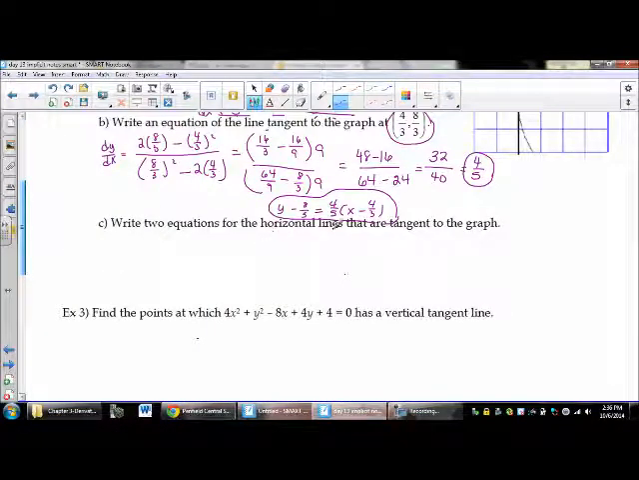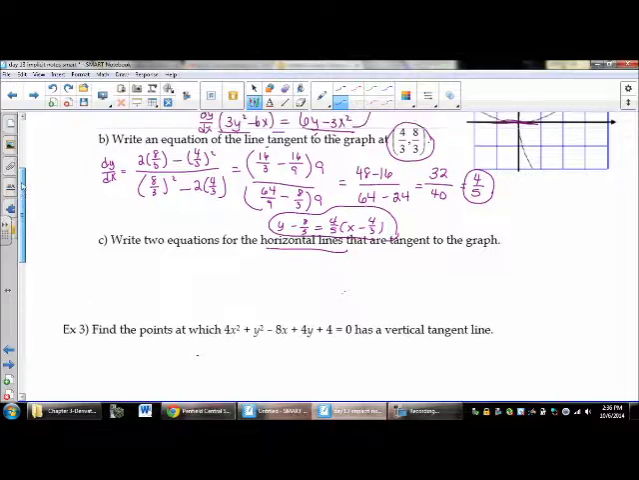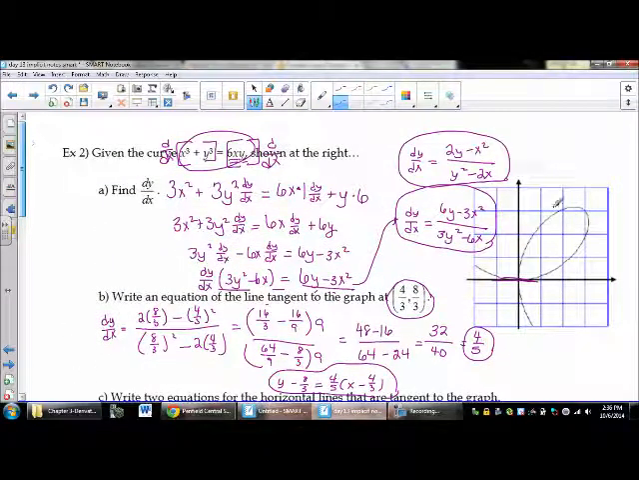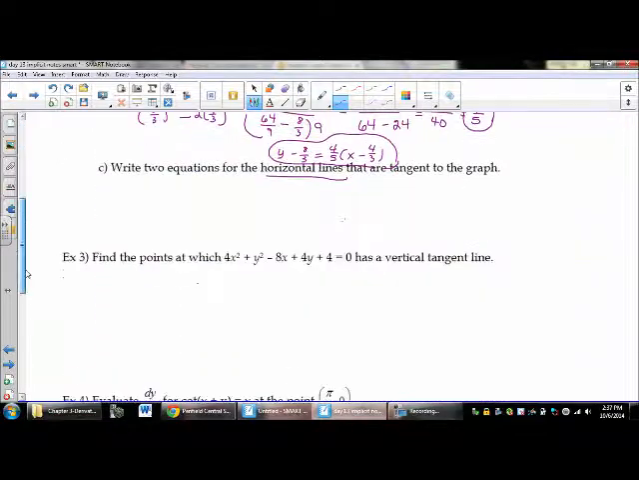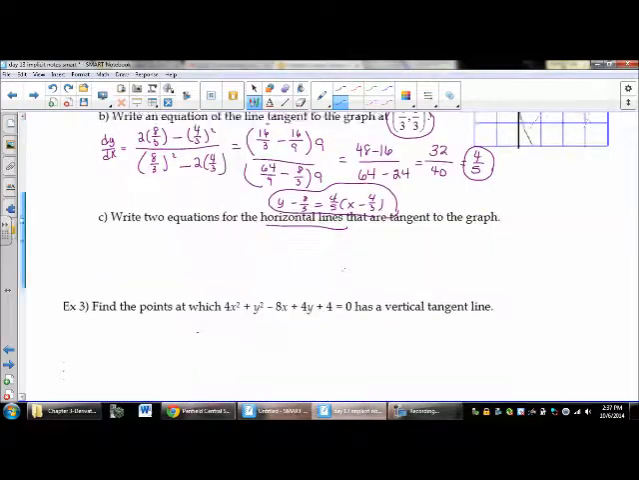So now we need to write horizontal line equations. Find the two equations for the horizontal lines that are tangent to the graph. Now, because I can see it here, I'm going to come up here and sketch it. I have a horizontal tangent about here, and I have a horizontal tangent that looks like it's 0 here. But I want to calculate exactly what those line equations are. If I have a horizontal tangent line, that means the derivative has to equal 0, because then I'll have a slope of 0.